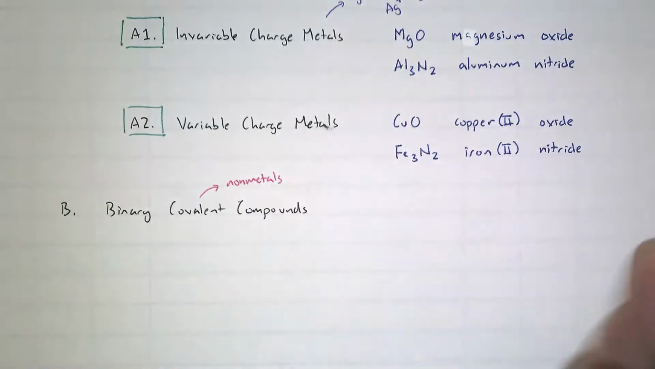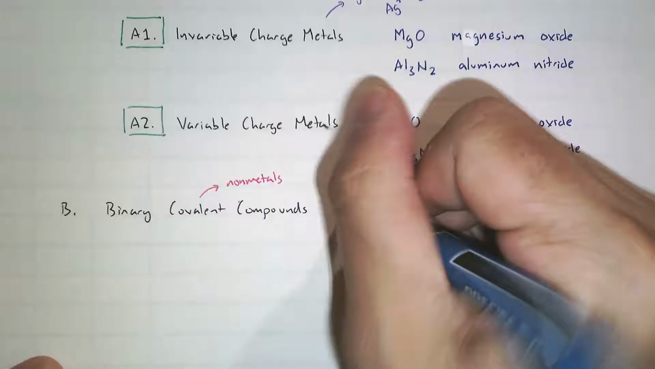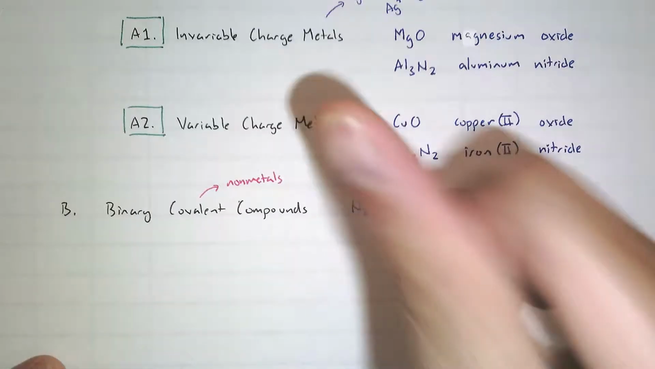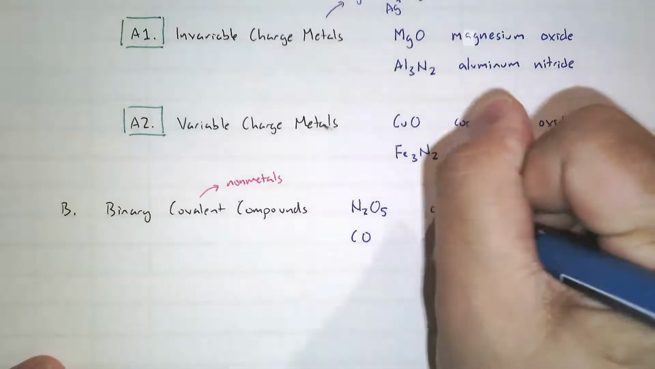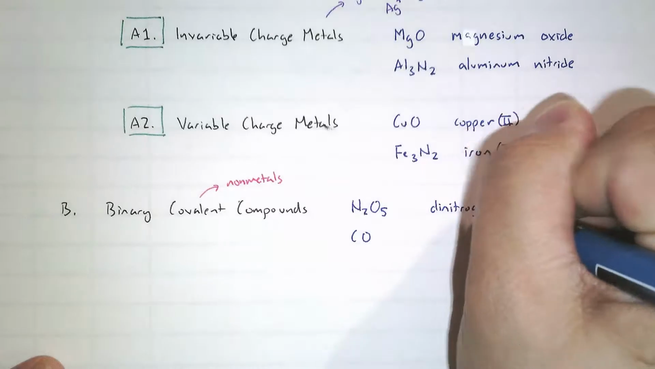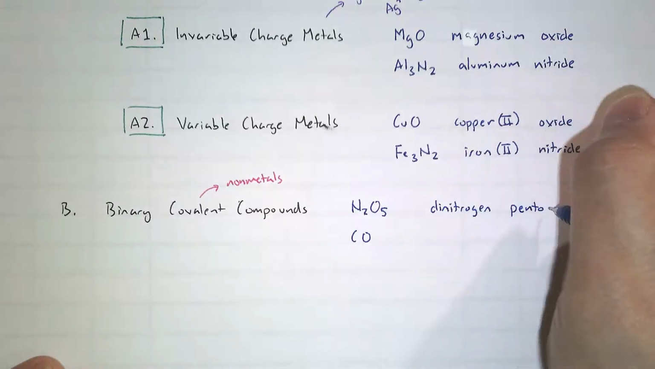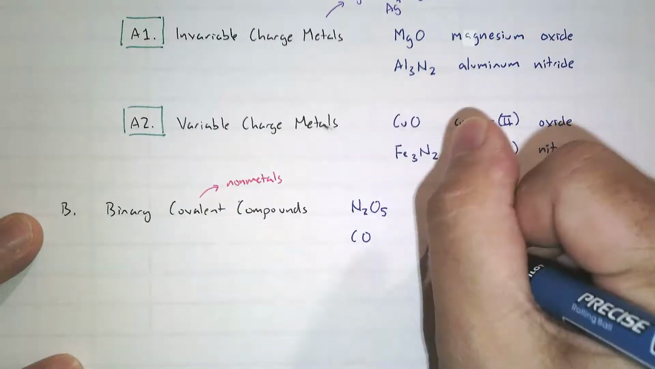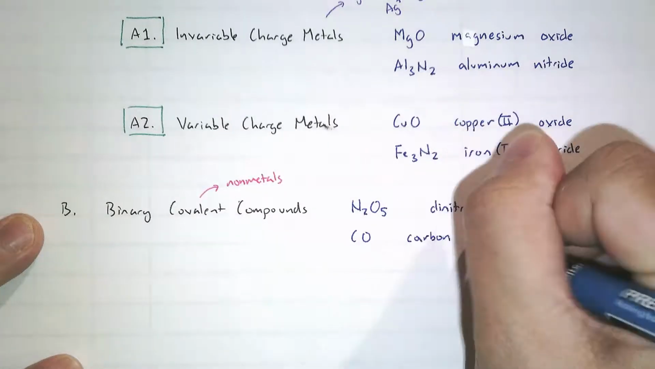Examples of those are going to be N2O5 and let's pick CO. Dinitrogen pentoxide. The next one is carbon monoxide.